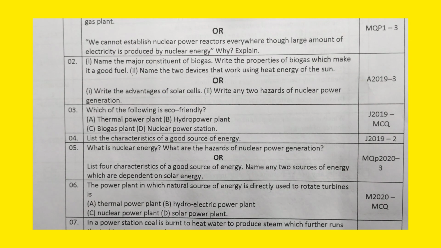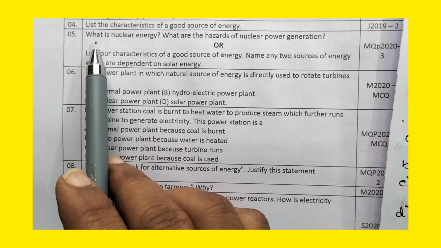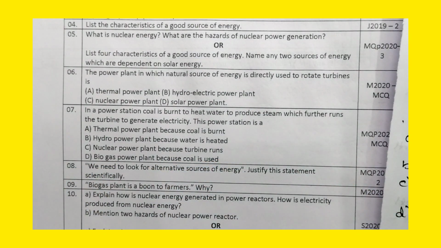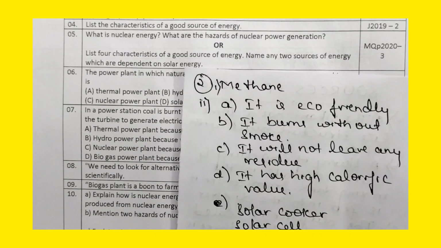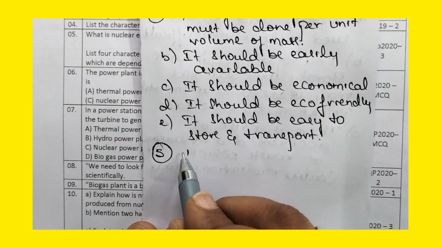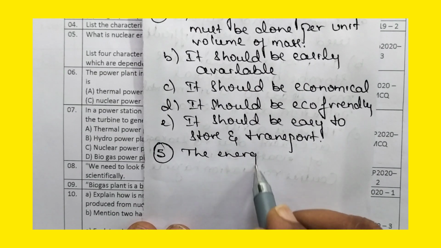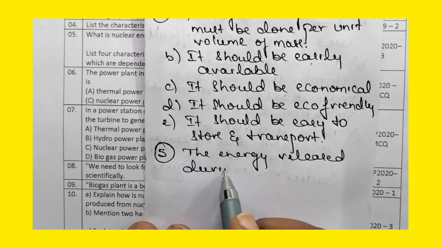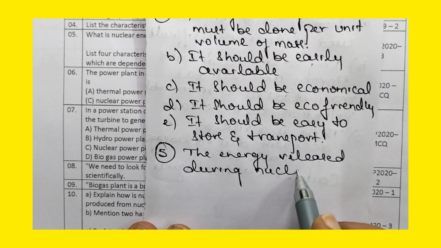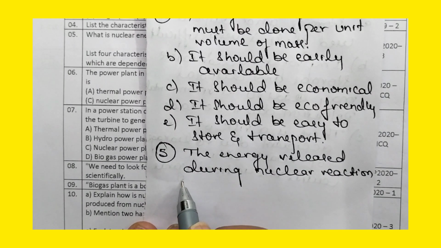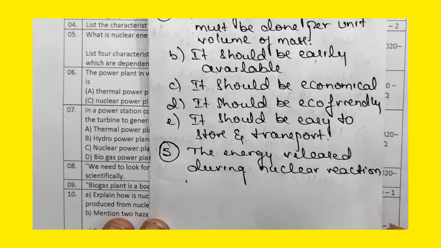Now let us move to question number 5. Question number 5: what is nuclear energy? What are the hazards of nuclear power generation? So now let us answer this question. What is nuclear energy? The energy released during nuclear reaction is called nuclear energy.